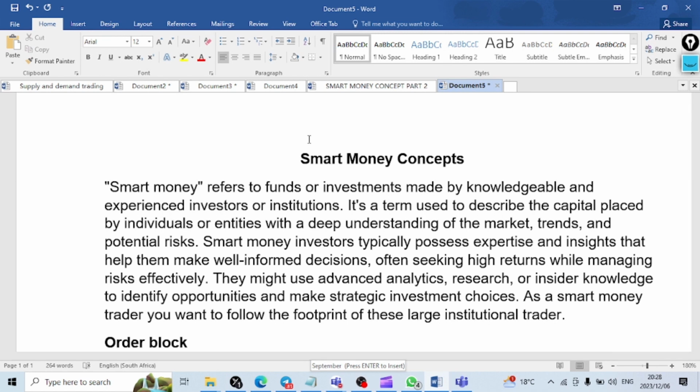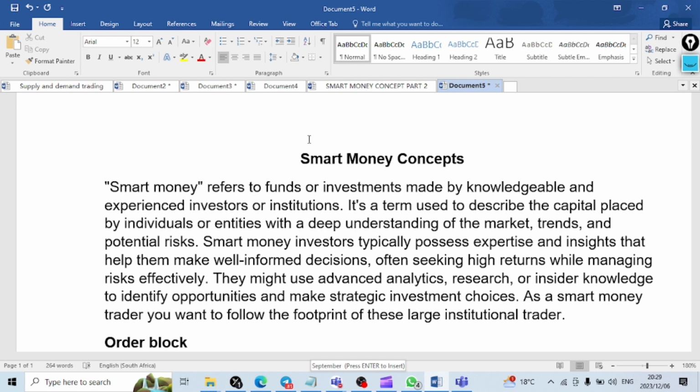When we talk about smart money concept, in forex markets or in different markets, we have different players. We have large institutional traders, the market makers, who cause big movements in the financial markets. We also have us as retail traders. These are small traders, we don't cause any significant impact on the market. Those large, knowledgeable, experienced investors or institutions are what we call smart money.